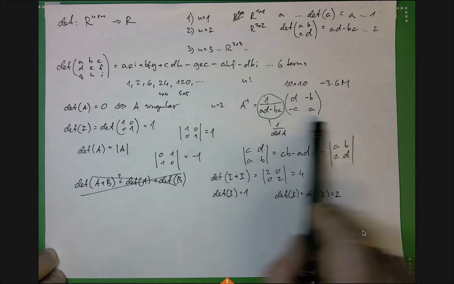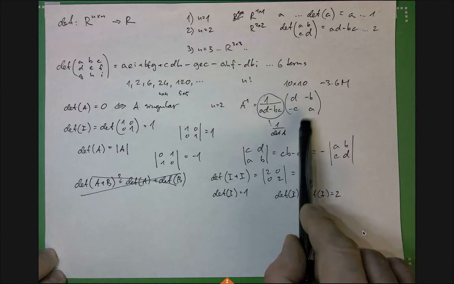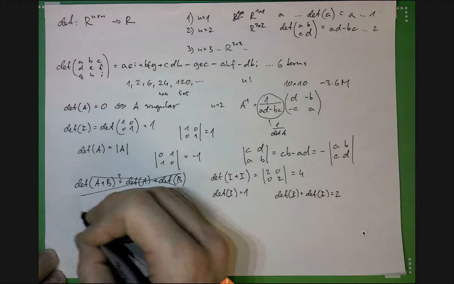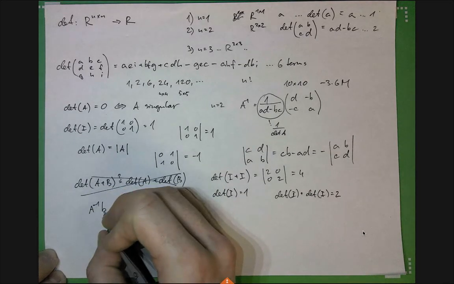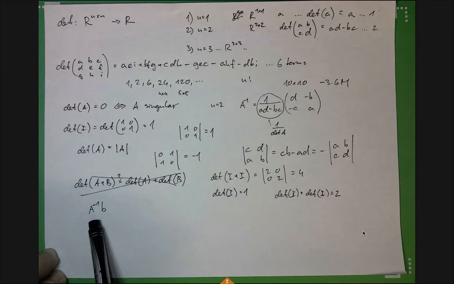This was the case for 2 by 2. In 2 by 2 matrices, everything becomes easier, so that's why I illustrated it here, but it works for general matrices too. I can even use the determinant to write down an explicit formula for solutions of a linear system, assuming that A is invertible, so A inverse B.